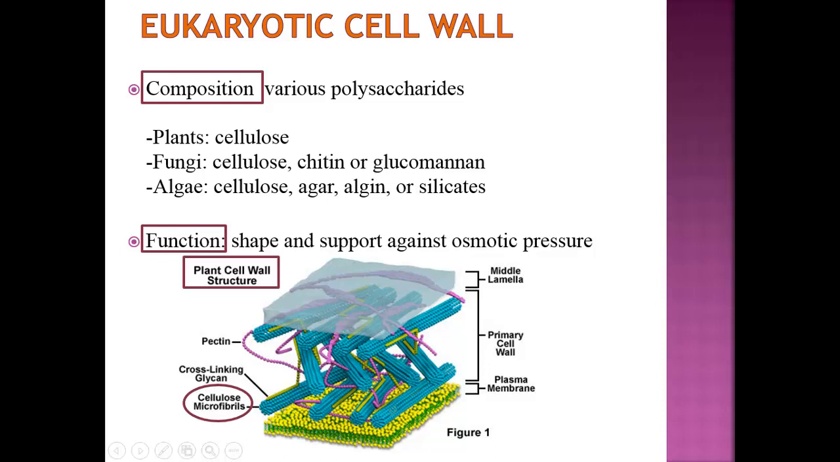Again, in plants, the cell wall is made up of cellulose. In fungi, of cellulose, chitin, or glucomannan. In algae, cellulose, agar, algin, or silicates. The function of the cell wall is to provide shape and support against osmotic pressure. Shown here is a diagram of the plant cell wall. It shows the cellulose microfibrils in blue, among other structures such as pectin and glycan.